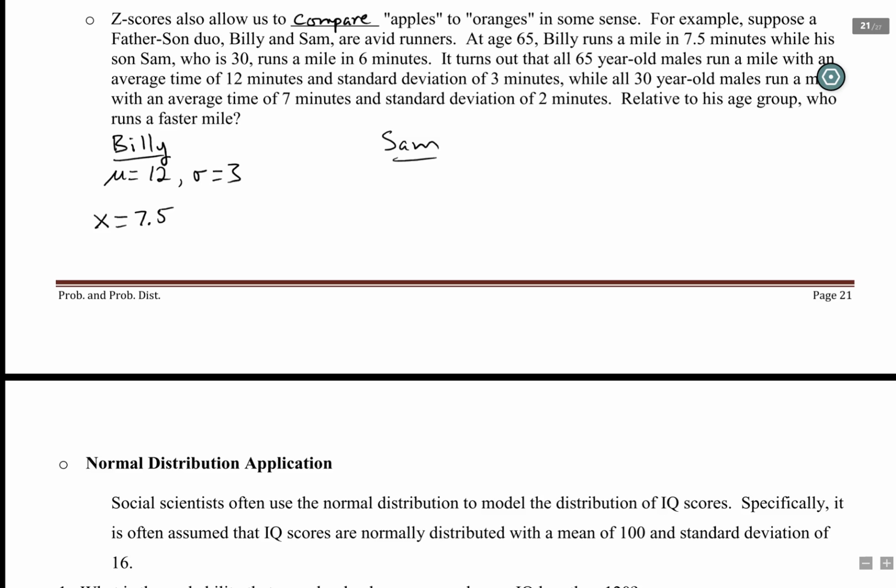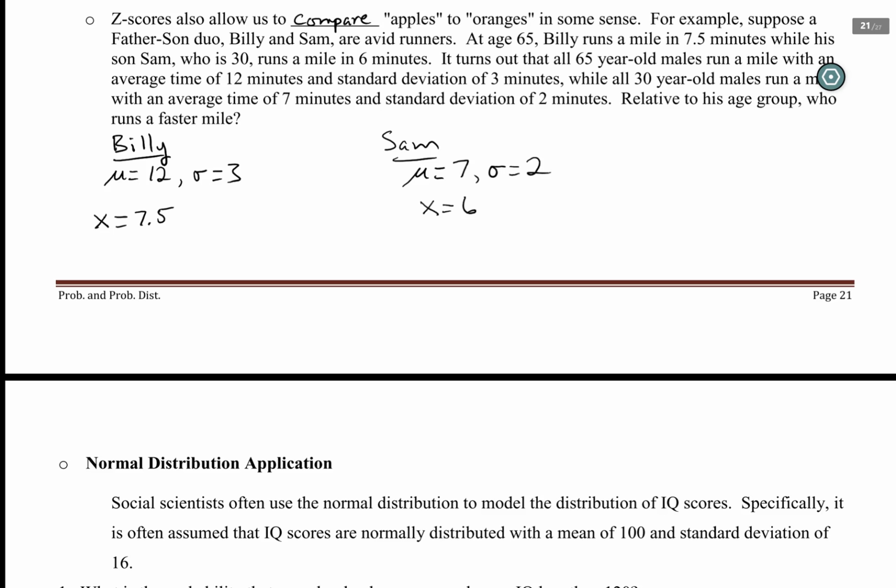Sam, the mile run time for him is 6 minutes. No, I'm sorry, that's his run time. The average run time for his age group is 7 minutes, and the standard deviation is 2 minutes. Now this is for his age group, and his particular run time was 6 minutes. So clearly Sam runs the faster mile.